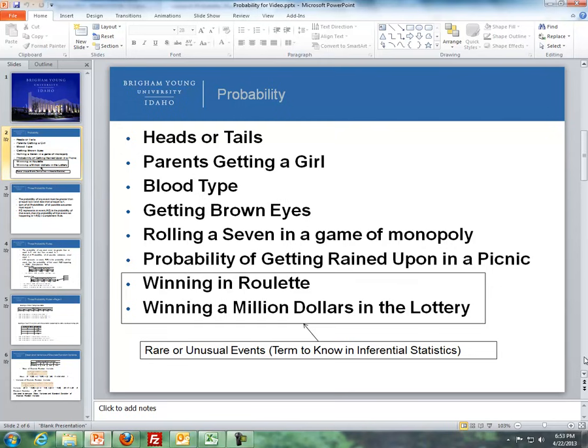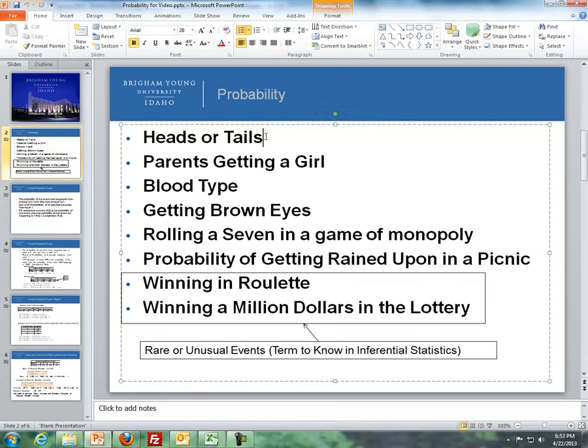So first of all, I want to talk about what are some examples where you might see probability in real life. For instance, flipping a coin, heads or tails. That's an example of probability. Probability of getting a girl. Parents are trying to get a boy or a girl. Depends on genetics, but there's probabilities dealing with getting a boy or a girl. Blood type as well depends on genetics. Getting brown eyes, brown is the dominant gene, so depending on the genetics from the family, there's probabilities dealing with getting brown eyes for a child.